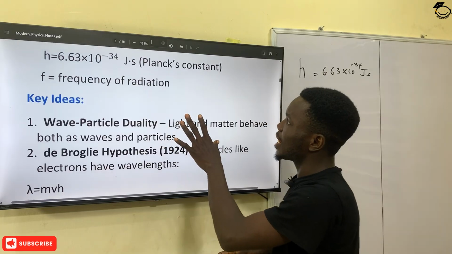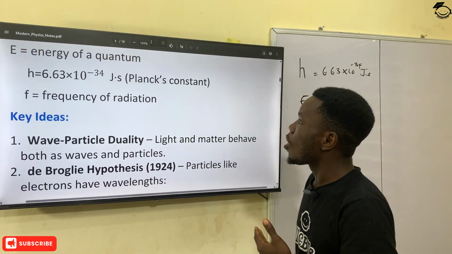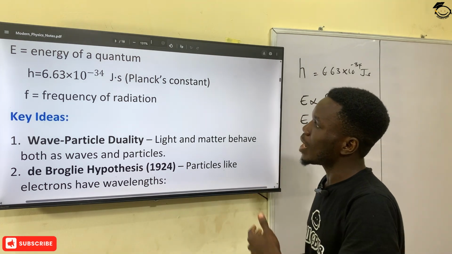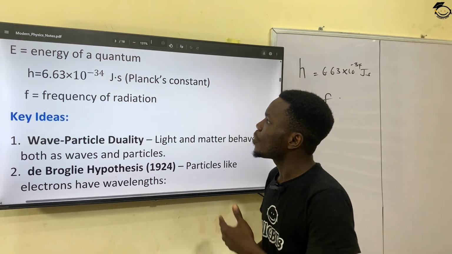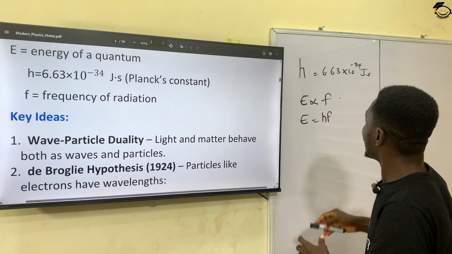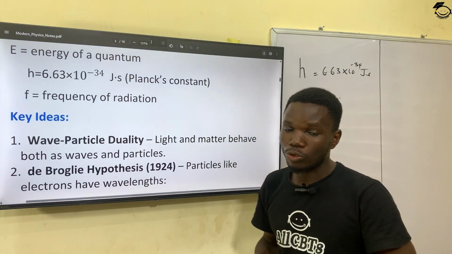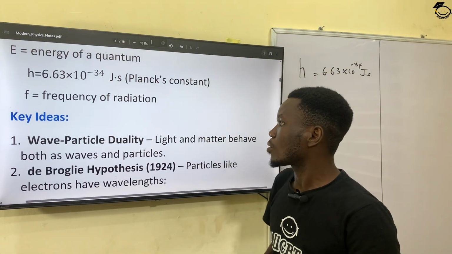This energy, like we said before, is in the form of quanta, or quantum for singular. Then f here is the frequency of the radiation, and for this frequency of the radiation there's also a fundamental frequency part of it that we're going to talk about when we start the calculations on this.